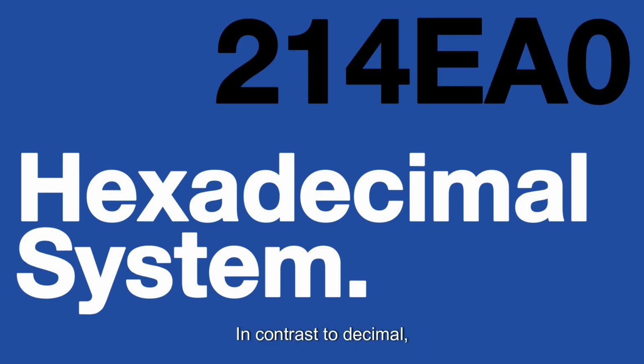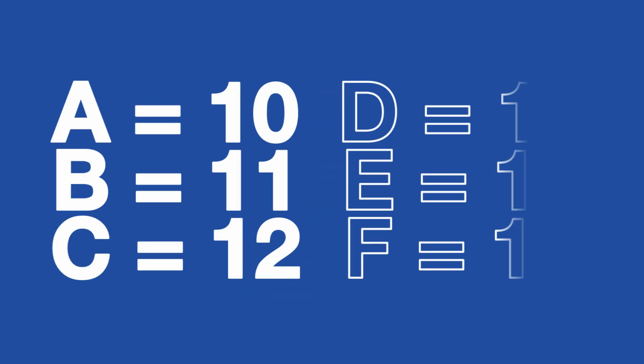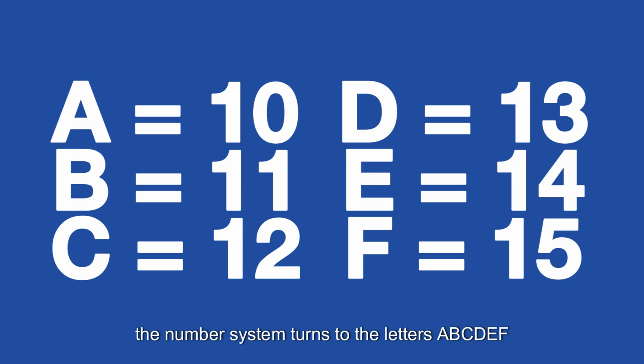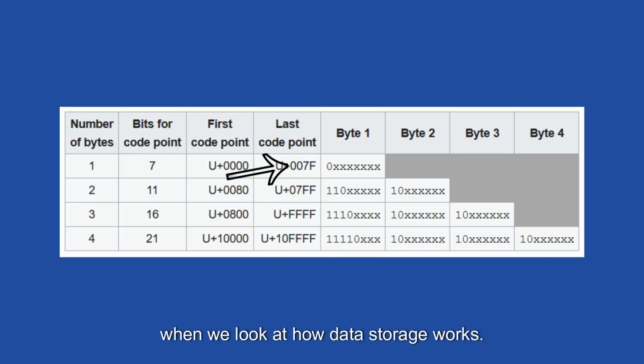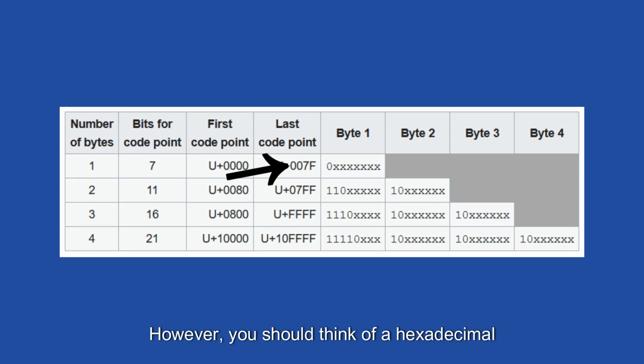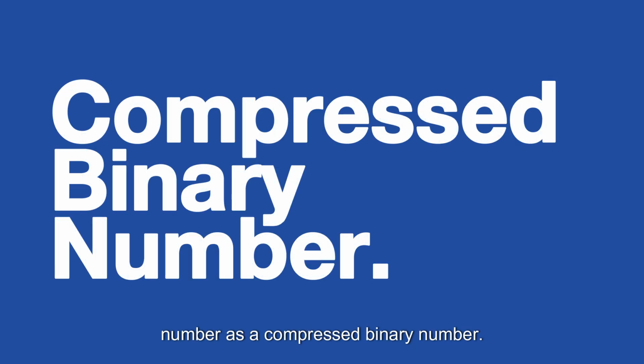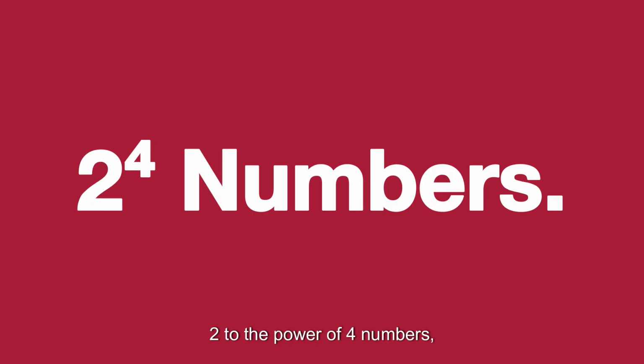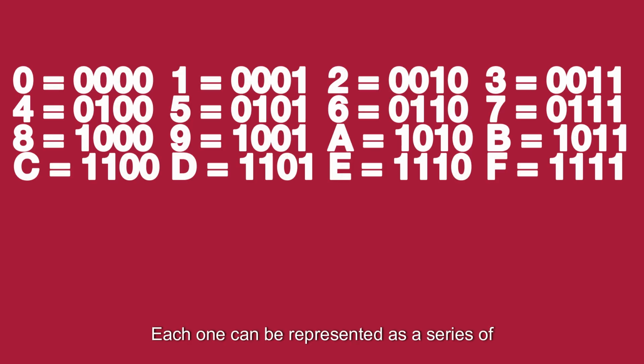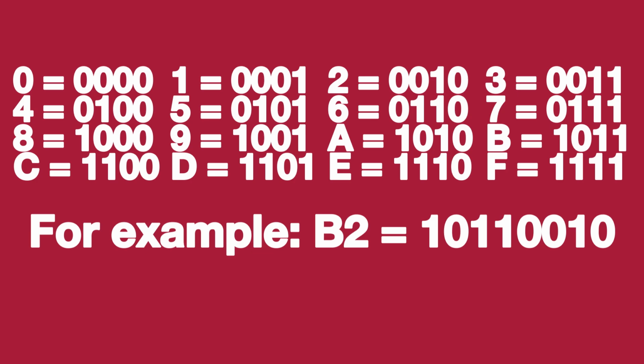In contrast to decimal, the hexadecimal system makes use of 16 symbols instead of 10. After the number 9, the number system turns to the letters A, B, C, D, E, F rather than more numerals. The hexadecimal system will be useful later when we look at how data storage works. However, you should think of a hexadecimal number as a compressed binary number. Hexadecimal numbers require a total of 2 to the power of 4 numbers. Therefore, each one can be represented as a series of 4 binary values.